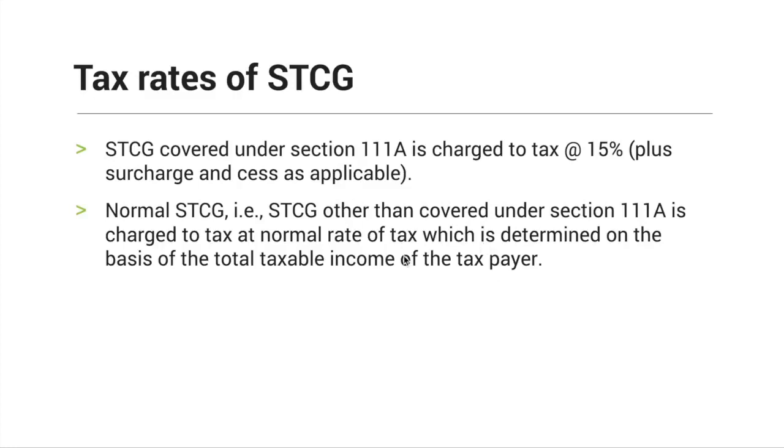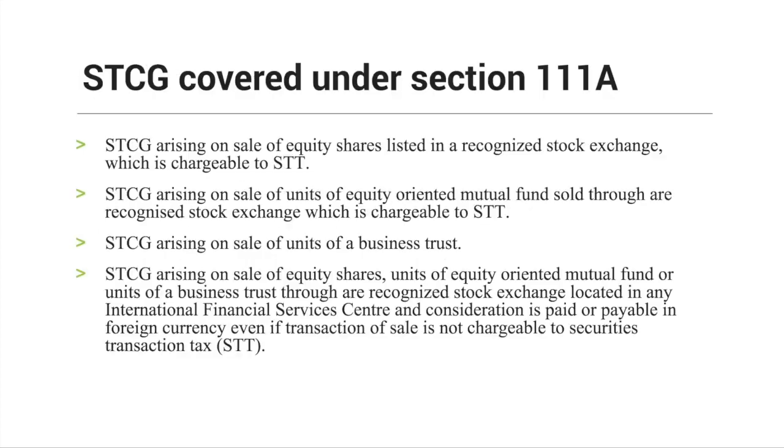So if your overall income falls in any of those categories, then you need to pay the tax based on the tax slab rate. Now we will try to classify the capital assets that fall under section 111A and those that don't fall under section 111A. So these are the categories that fall under section 111A.